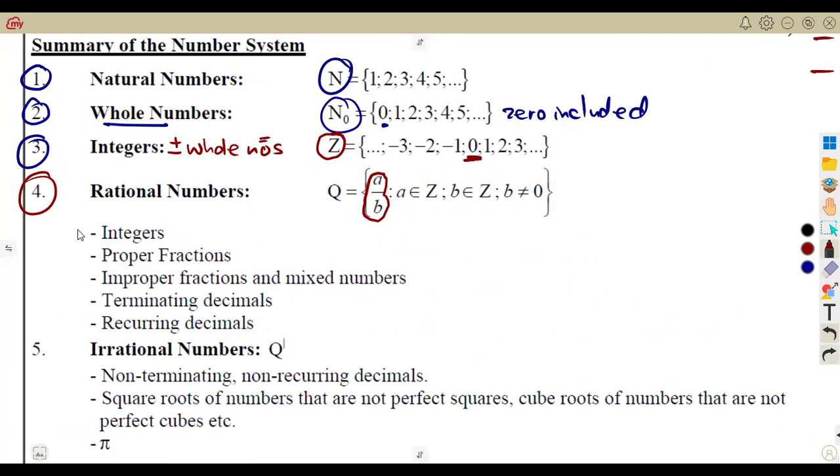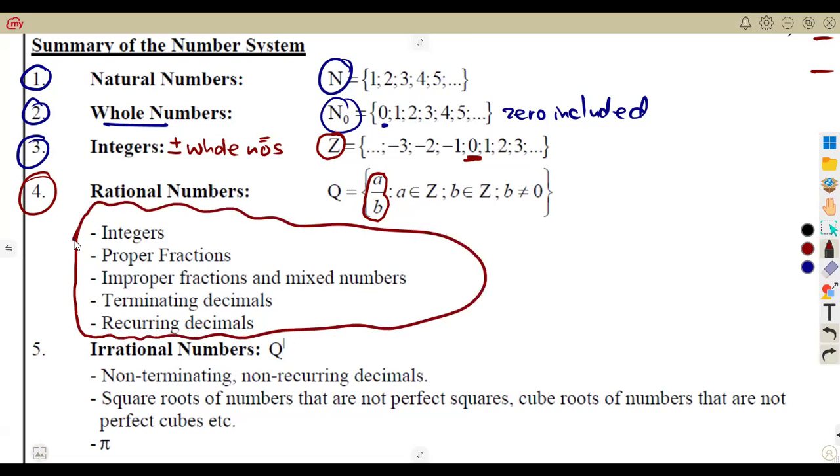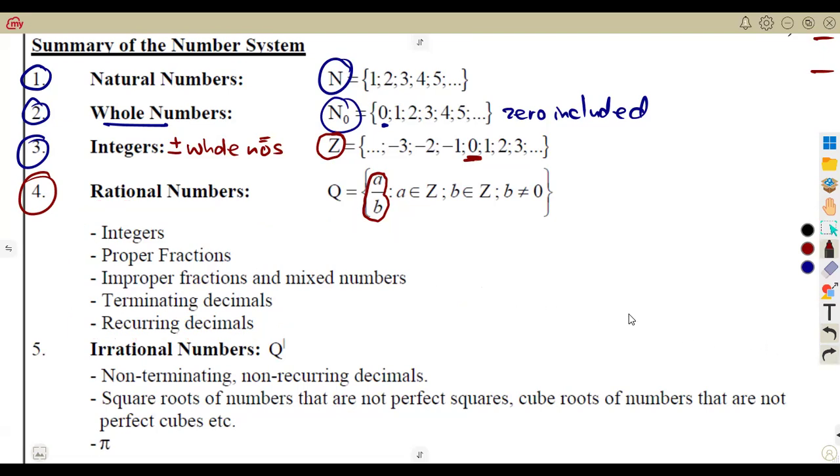Then also, this is the list of numbers that can be given as rational numbers. I think I listed every number that you see there: the integers, the proper fractions, the improper fractions and mixed numbers, the terminating and recurring decimals. Then we also refer to the irrational numbers with a bar, Q with a bar like this. Talk of the non-terminating, non-recurring decimals, the square roots of numbers that are not perfect squares, the cube roots of numbers that are not perfect cubes, etc.